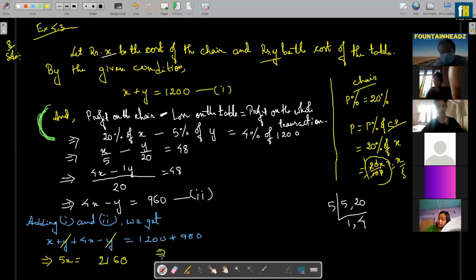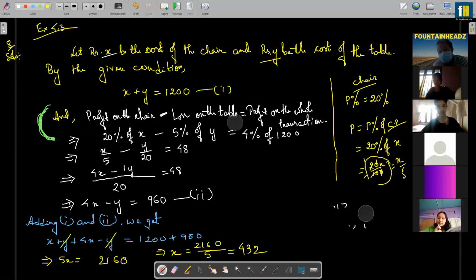2160. To find the value of x, 5x means 5 multiplied by x, so we divide 2160 by 5. 5 4 is 20, 5 4 is 20, and again 5 3 is 15, 5 2 is 10. The answer is 432.